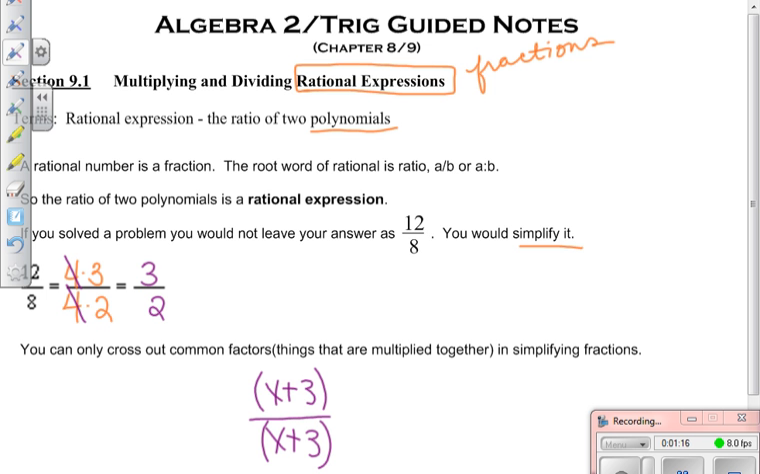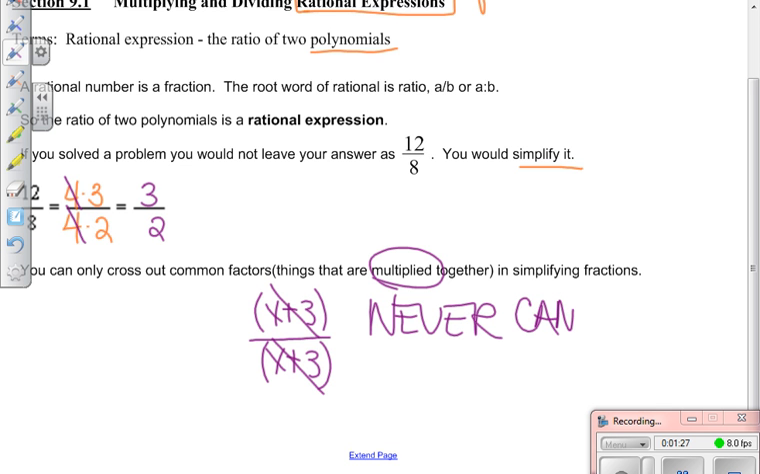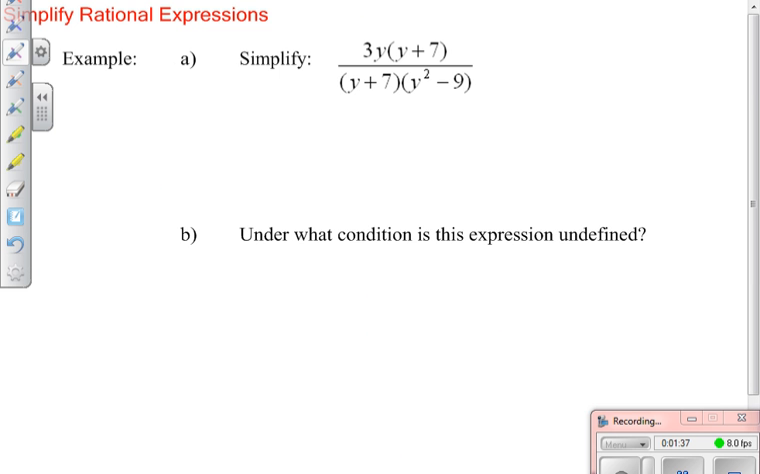And remember the golden rule, we can only cancel next to multiplication. Never cancel next to addition or subtraction. It has to be a multiplication problem, and you have to cancel entire quantities if you're going to do that. So let's look at some examples.